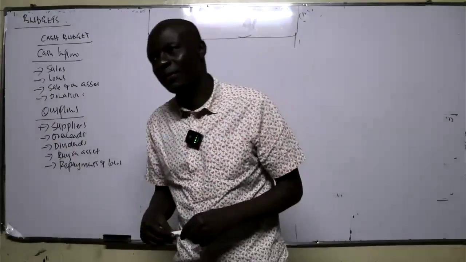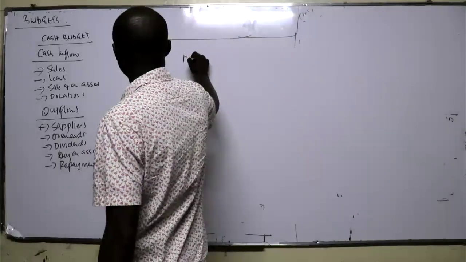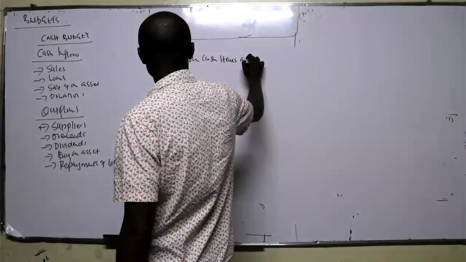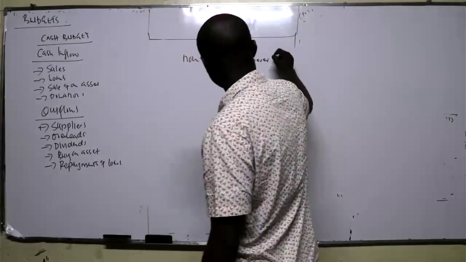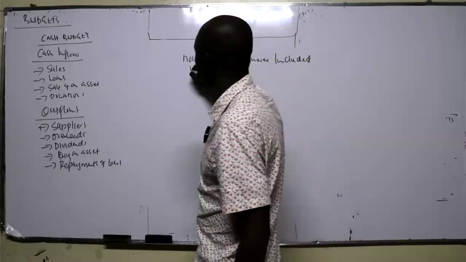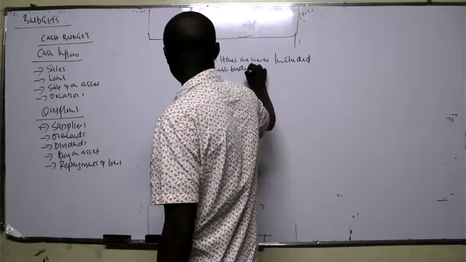So non-cash items are never included in the cash budget. Non-cash items are never included in the cash budget. We call them notional cost.